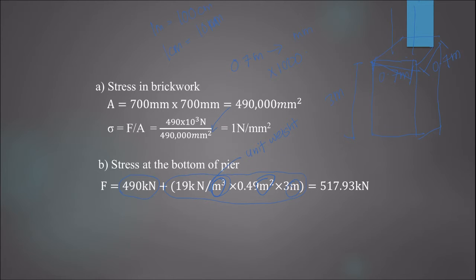Right, so after that we will get the actual value, the total force. And then you can just calculate the stress, which is force divided by area. Take the total stress and divide it with the area, so that is 1.057 Newton mm over mm square.